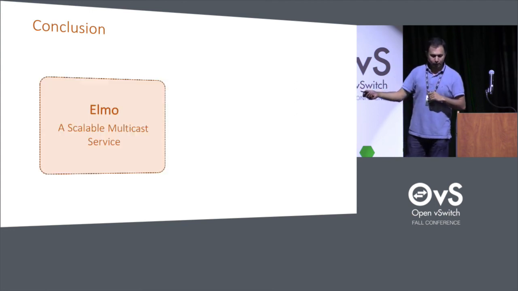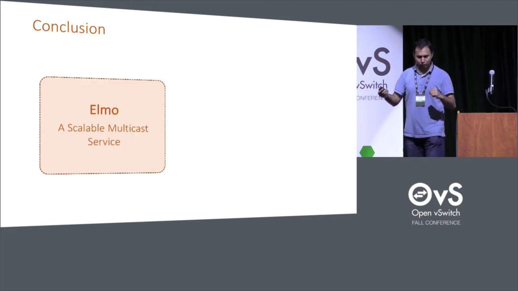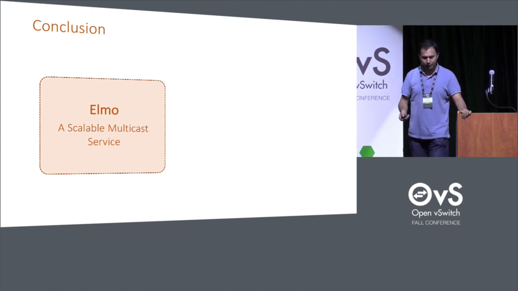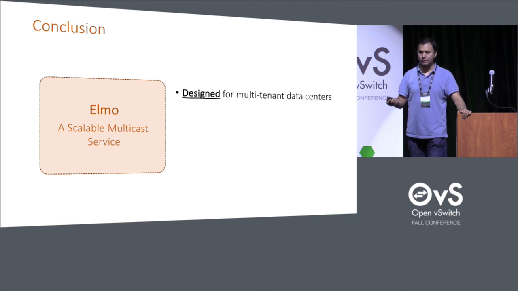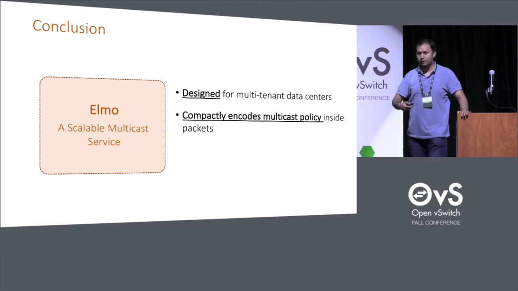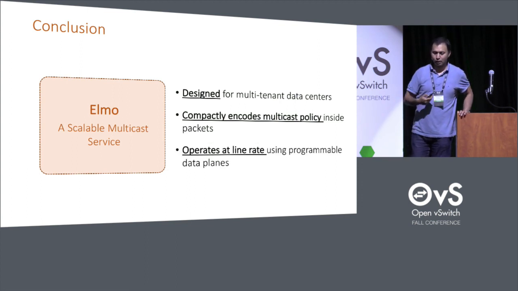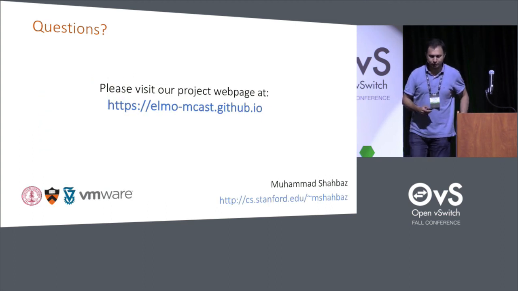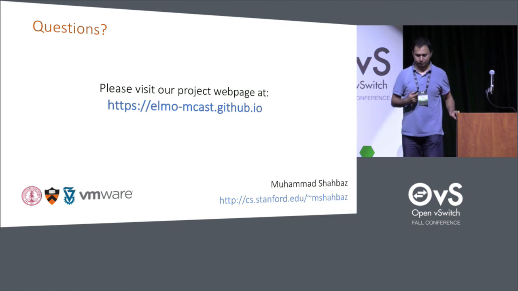Okay. So in conclusion, I just wanted to mention that we presented Elmo as a scalable multicast service for public clouds, designed to be deployed in multi-tenant data centers today. And Elmo itself generates an efficient encoding of the multicast policy for the programmable switches to use at line rate. And with that, I conclude my presentation and am happy to take any questions.